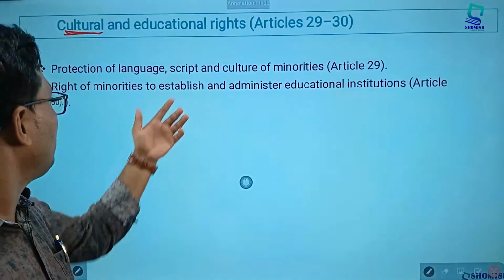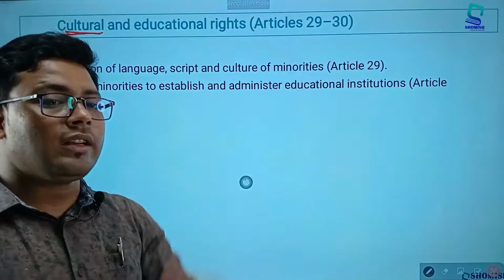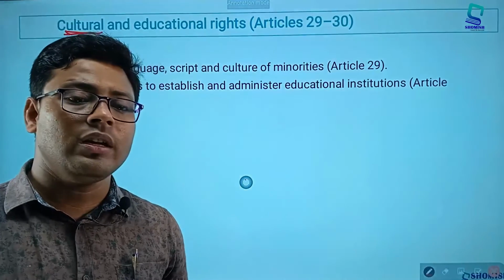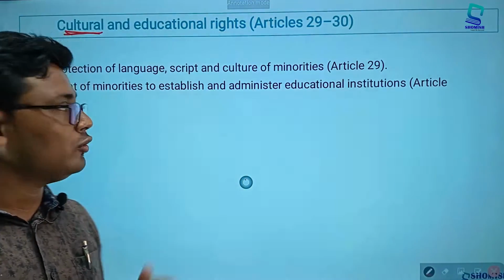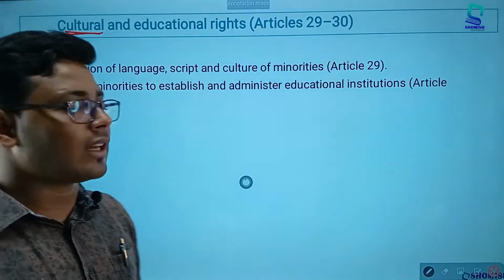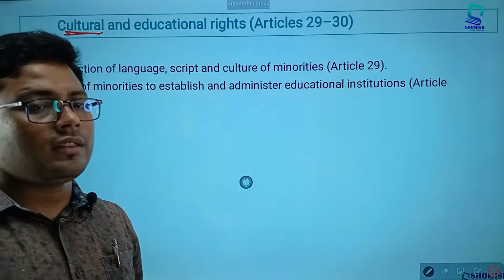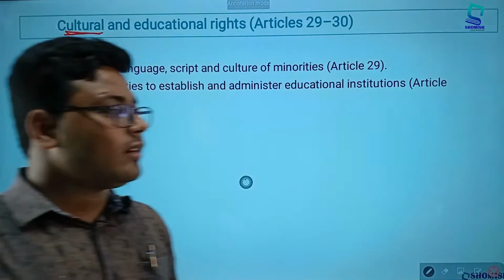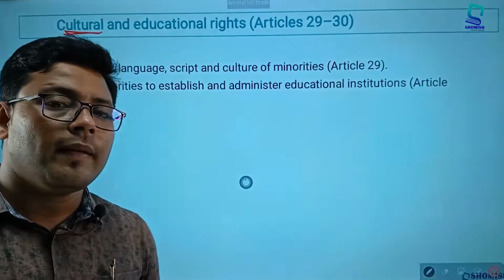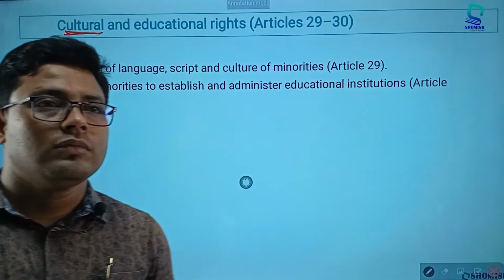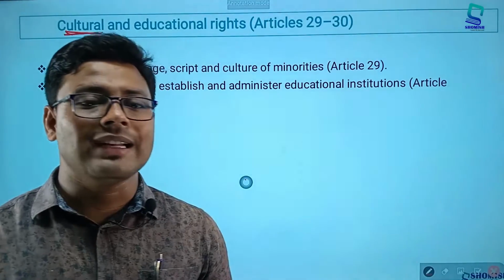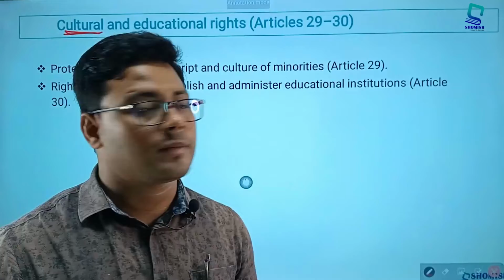This is mentioned in Article 29. It is the responsibility of the state to protect the language, script and culture of minorities. And minorities, this is basically based on the distribution of populations and its lower segments.